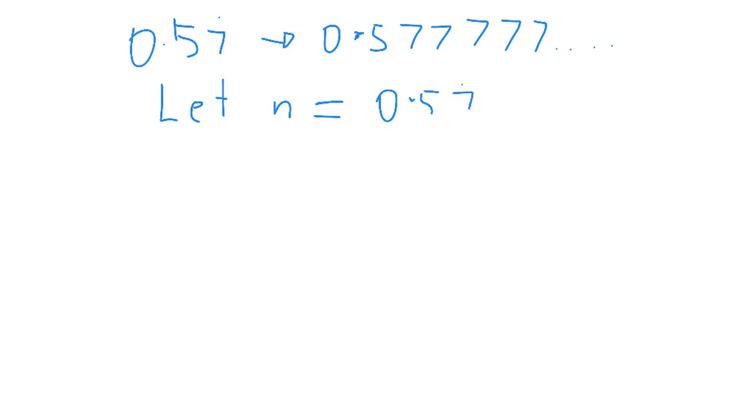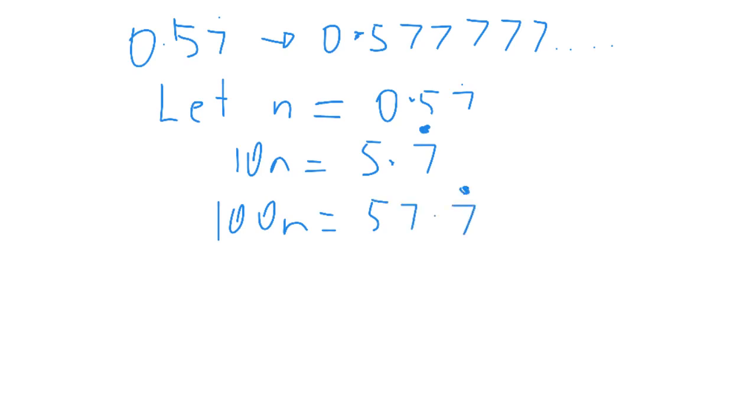Now, last time I chose to multiply by 100 because I had two digits recurring. This time I'm going to multiply by two different numbers, in fact. I'm going to start off by multiplying by 10 because I've got that first digit not recurring. I need to get that one out of the way. So I'm going to say 10n is equal to 5.7, where just the seven is recurring. It's 5.77777. Now I'm going to say 100n is equal to 57.7. Still have that 77777 recurring here.